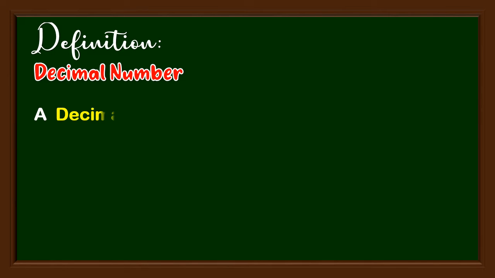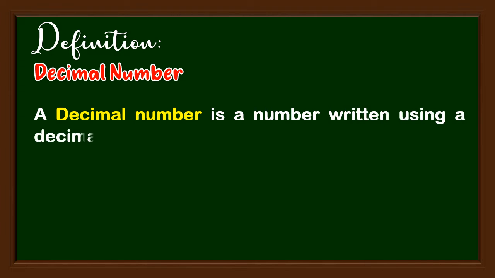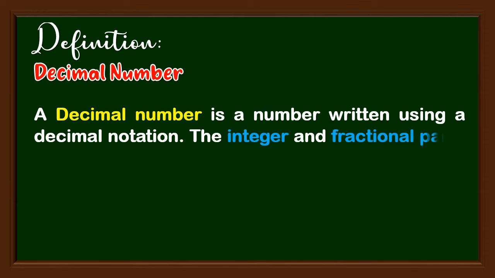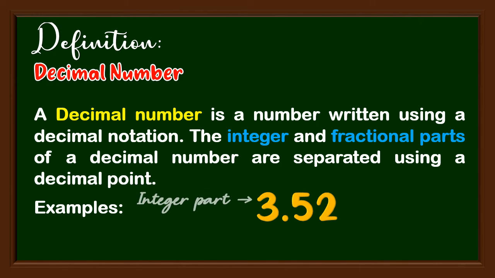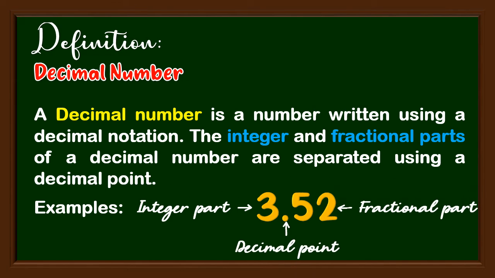And now let us define a decimal number. A decimal number is a number written using a decimal notation. The integer and fractional parts of a decimal number are separated using a decimal point. You may consider the provided example. The integer is 3, and the fractional part is 52, and they are separated by a decimal point.